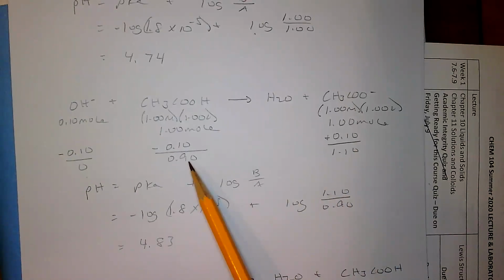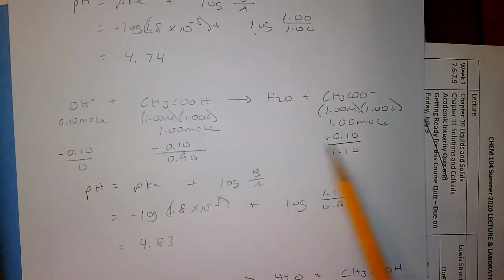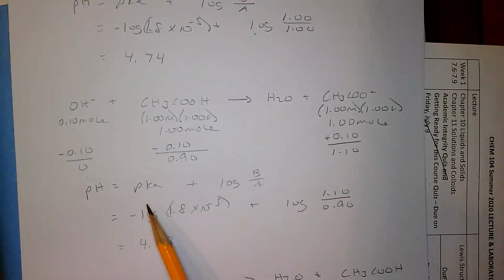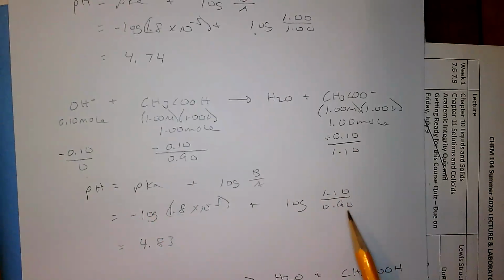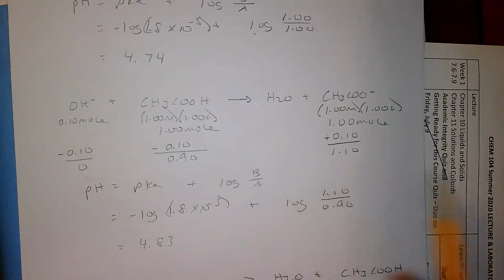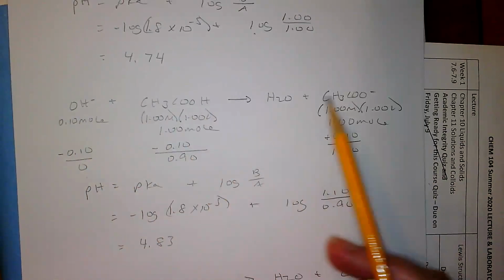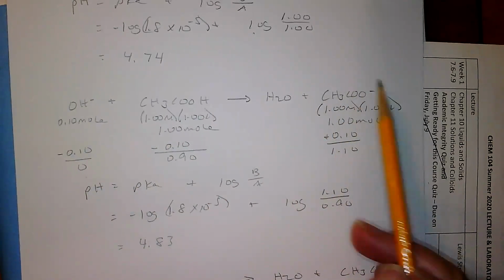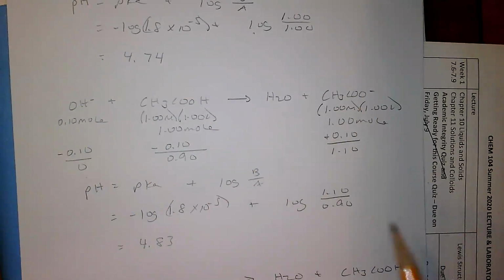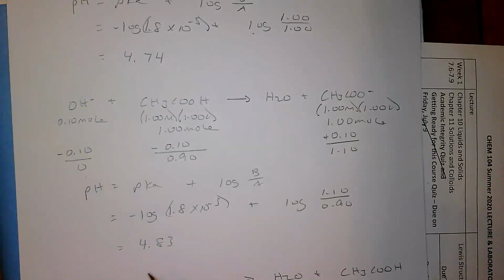We've got an acid and its conjugate base in the solution, so it's still a buffer solution. We can use the Henderson-Hasselbalch equation. The only thing that's going to change is what the base to acid ratio is. Now it's 1.10 to 0.90. We added some base. It shifted that reaction in this direction. It increased the base and decreased the acid. So we get 4.83 for our new pH.